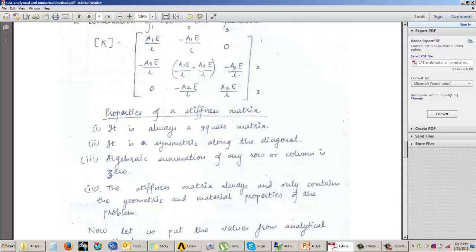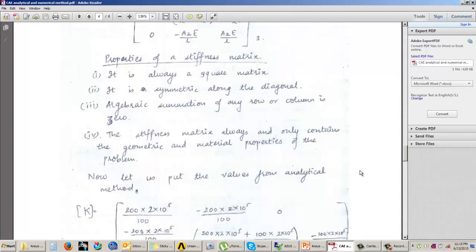The stiffness matrix always and only contains the geometric and material properties of the problem. If you look at the constants A1, E, L, A1 is a geometric property, L is also a geometric property, and E is a material property. Apart from geometric and material properties, it does not have any other property. That is why the stiffness matrix always and only contains the geometric and material properties of any problem. Okay, now let us go forward.